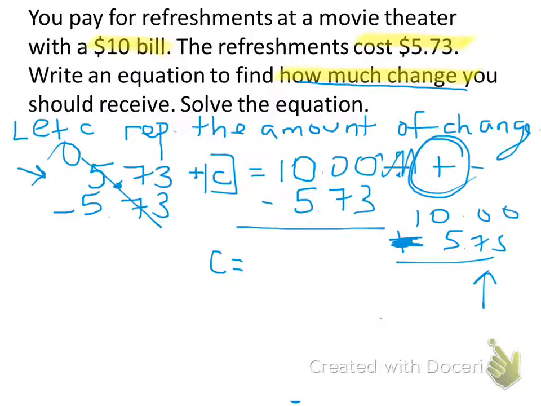If I have 10, I need to borrow from that 1 to get something I can subtract my 3 from. I'm going to take 10 and subtract 3 from it. My answer is 7. 9 minus 7 is 2, decimal 4. So the amount of change I should get is 427. My last step is to write a word answer.